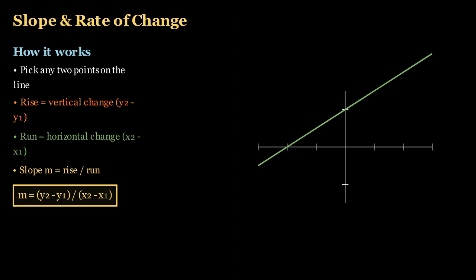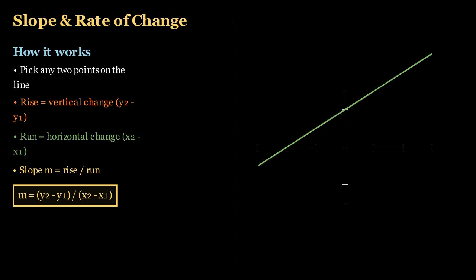Let's solve a concrete problem. Imagine you're building a wheelchair ramp. You've plotted the start and end points on a graph, where the x-axis is the horizontal distance from the wall and the y-axis is the height. The start is at the point (1, 2), meaning 1 foot out and 2 feet high. The end is at (4, 8), meaning 4 feet out and 8 feet high.